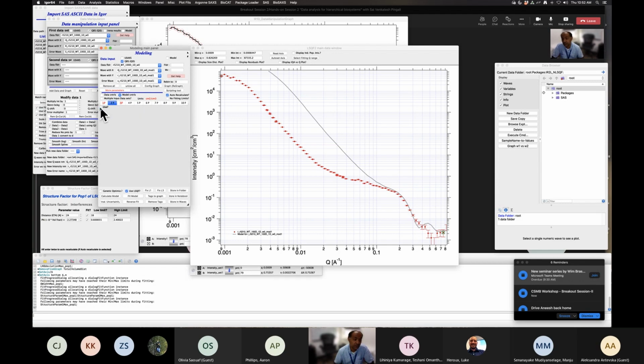Okay, so then the other option is to do the unified fit instead of surface. So then you remove the surface and you use 1 and 3 now, and you can go to unified level. So what is a unified model? It's basically a Guinier function and a power law function combined together.